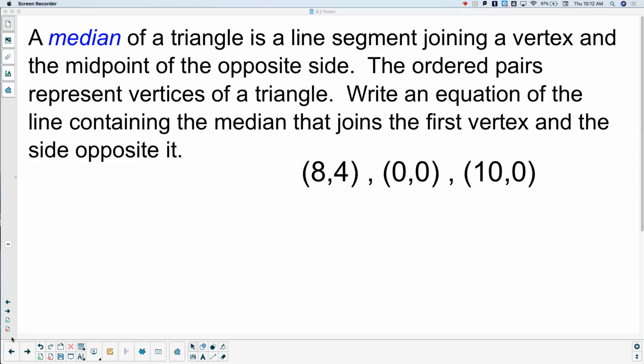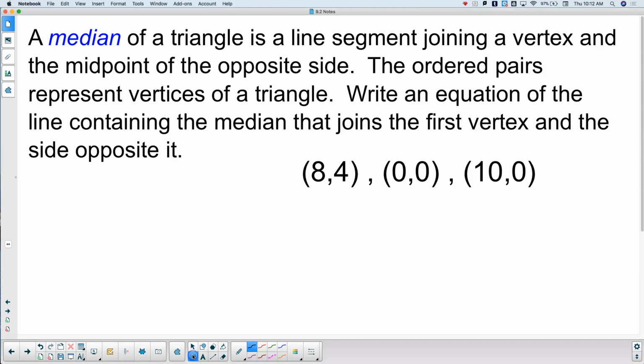It's asking for the equation of the line containing the median. A median joins a vertex and the midpoint of the opposite side. So this is going to be my first vertex. What do I need to do first? Sam, we'll start with you. Plug in one of the other vertices. Nope. What do I need to do first? Oh, find the midpoint. You already answered that.